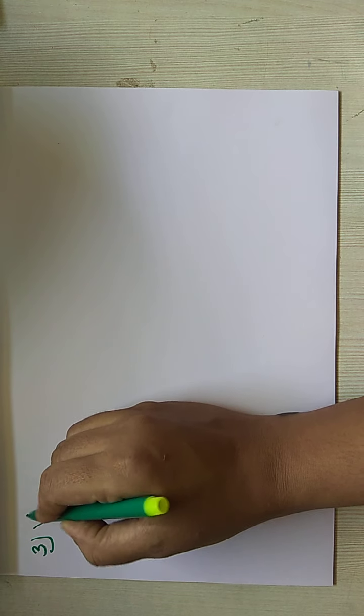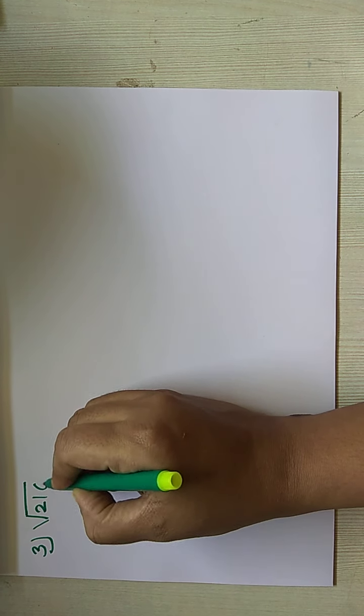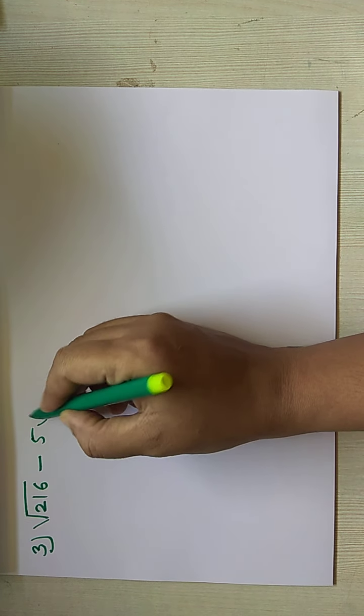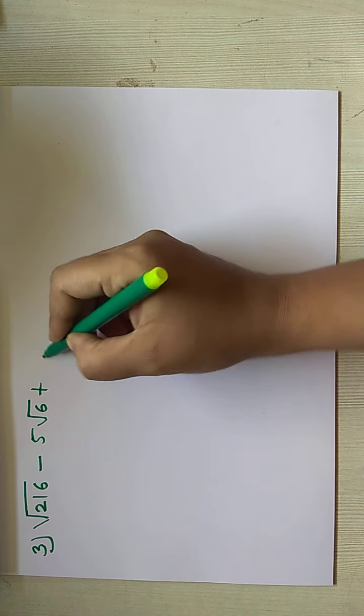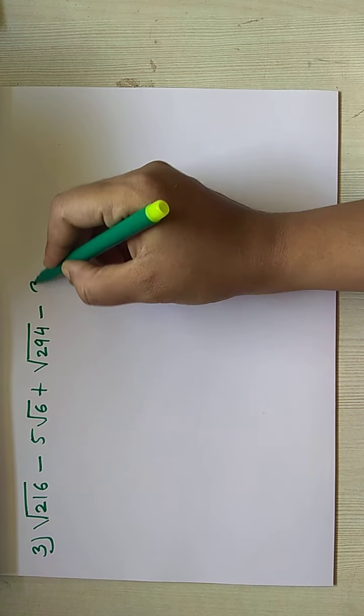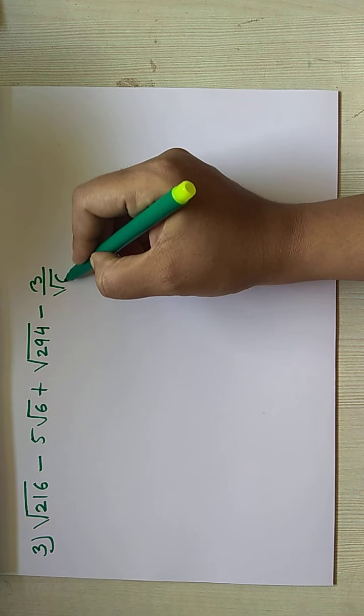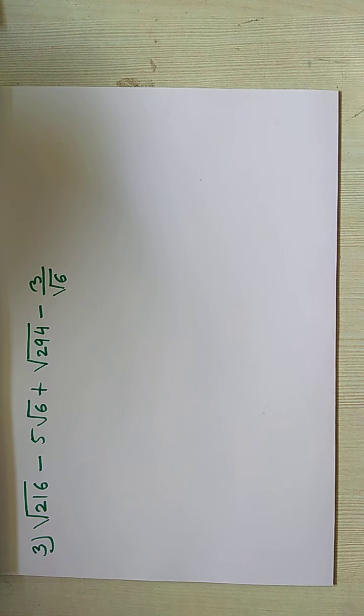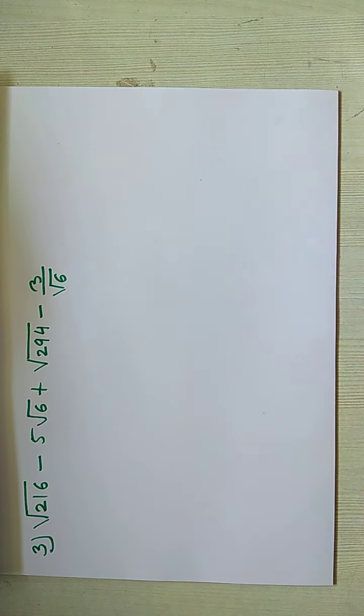Question number 3 is root of 216 minus 5 root 6 plus root 294 minus 3 upon root 6. Sometimes in factorization, if we get a prime number, we get stuck over there. The factorization doesn't move further. Okay, let's try 216. 216 is square of which number? I forgot.